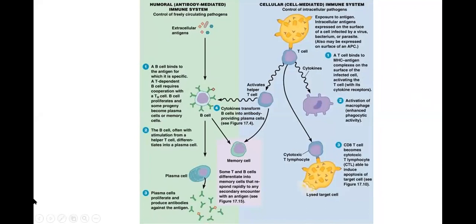Thank you. So basically we are looking at two immune systems, the humoral immune system and the cell mediated immune system. In humoral, antibodies play a key role in control of freely circulating pathogens. Humoral means body fluids, antibodies are freely going into the body fluids. They encounter extracellular antigens, forming the antigen antibody complex, and mainly B lymphocytes are involved. Then they differentiate into plasma cells and memory cells.